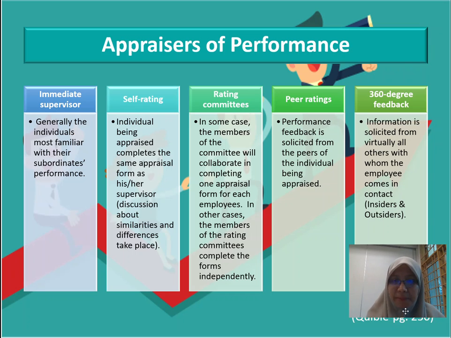The first one, immediate supervisor. This is generally the individual most familiar with their subordinates' performance. For example, you have your supervisor. According to your organization chart or chain of command, your upper supervisor is the one we call the immediate supervisor, not another level or 2 levels above, according to the chain of command. This person, your immediate supervisor, is the one who is familiar with you.